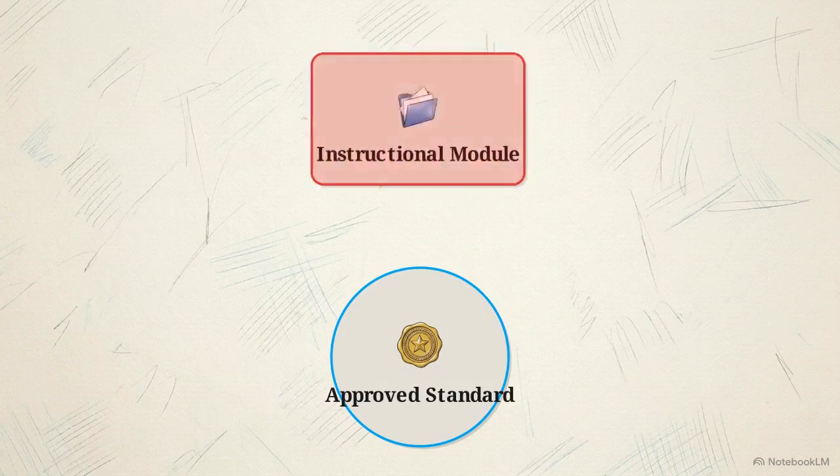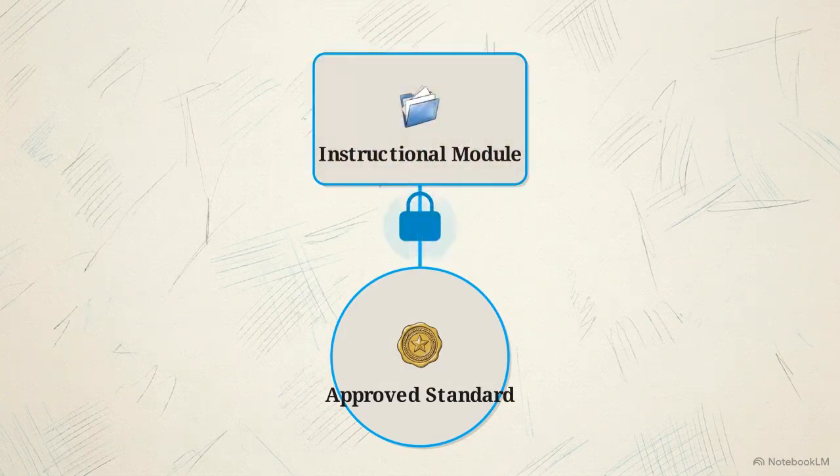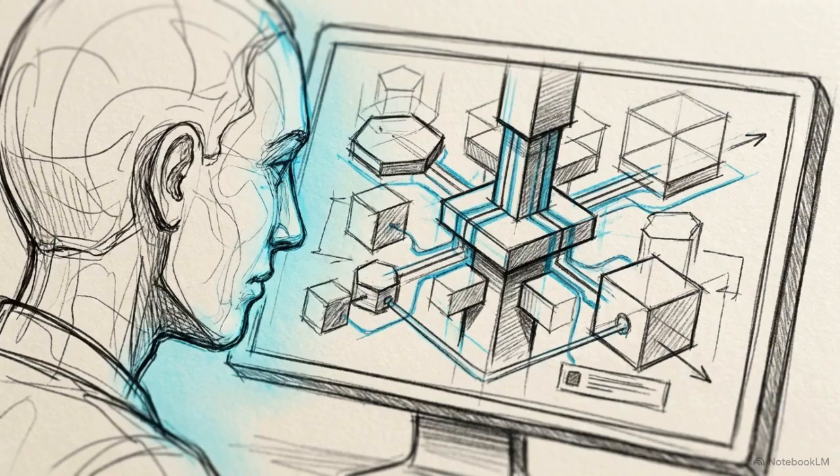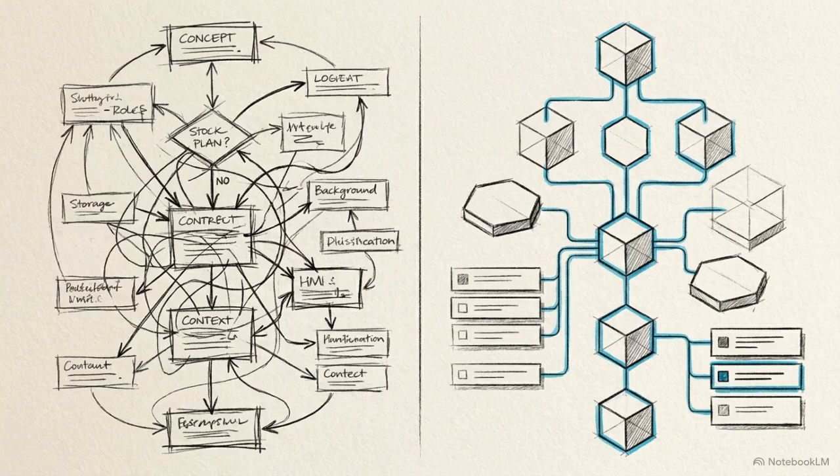A user cannot simply build an instructional module. They must explicitly link it to a previously approved assessed standard. For the academic, this removes the burden of tracking endless variables. The software guides them through the complex alignment mapping automatically. The menu architecture successfully translates pedagogical theory from an ideal concept into an inescapable daily practice.